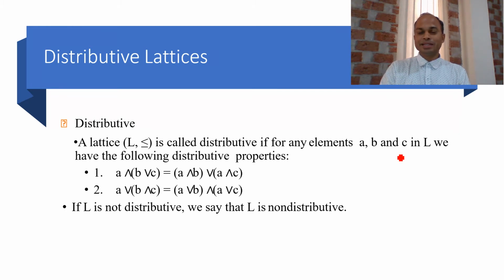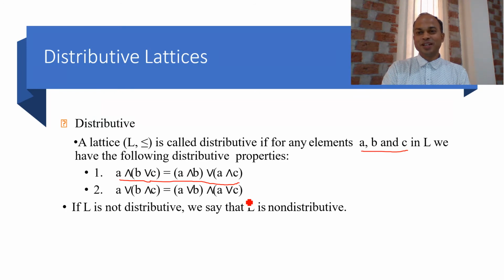So a distributive lattice satisfies the distributive property. The distributive law is satisfied here. If we have three elements A, B and C, then we can write the distributive law like this: A union (B intersection C) equals (A union B) intersection (A union C). And we can also write A intersection (B union C) equals (A intersection B) union (A intersection C).